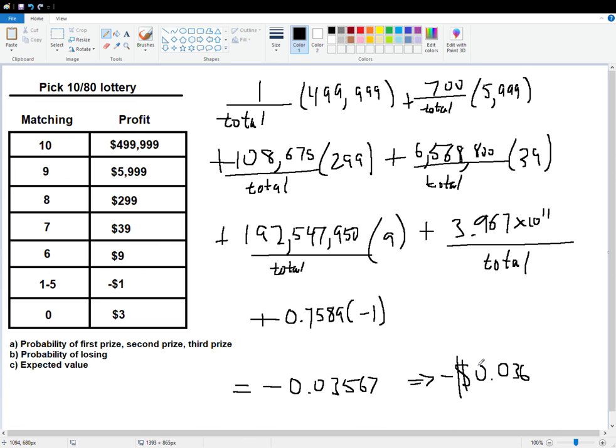So what does this mean? It means that for every ticket that we buy, we expect to lose roughly 4 cents, 3 to 4 cents. That's our expected value, and this is our answer, right? Alright, that concludes the problem.